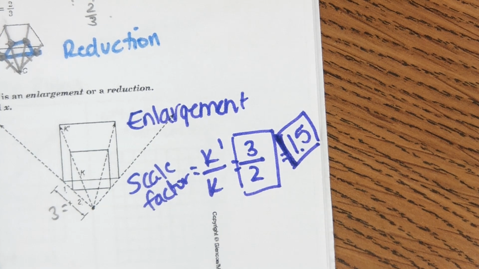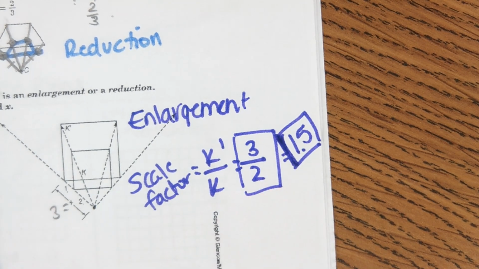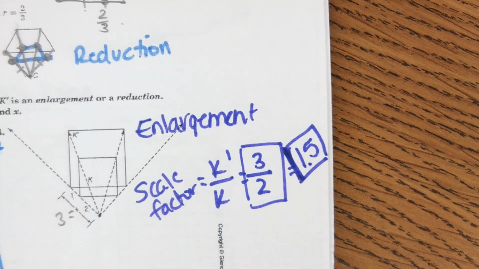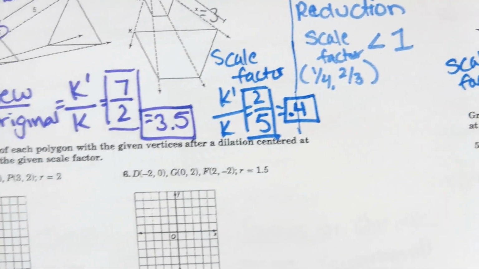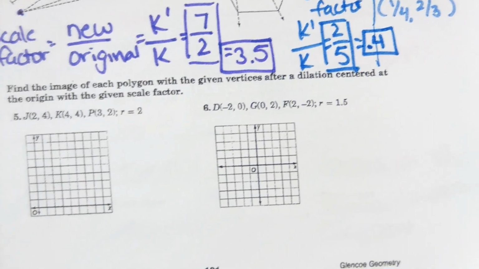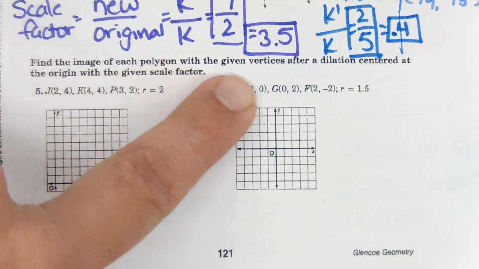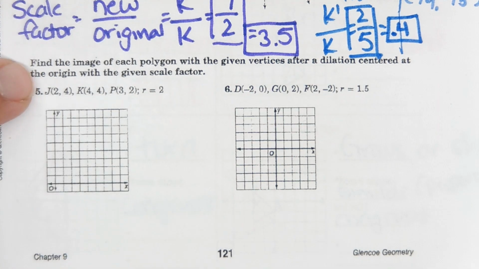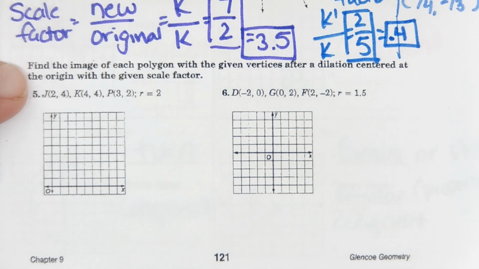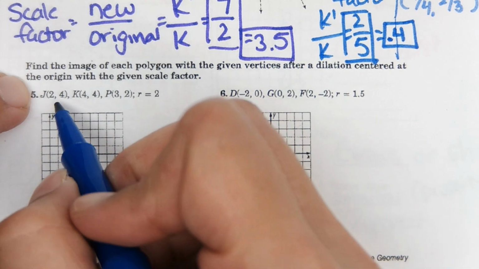Okay, for the next one, we're going to go ahead and do this on a graph now. So just bring in one more aspect with the same concept. And we're going to move over here. Okay, so it says, find the image of each polygon with the given vertices after dilation centered at the origin with the given scale factor. So they give us coordinates now.